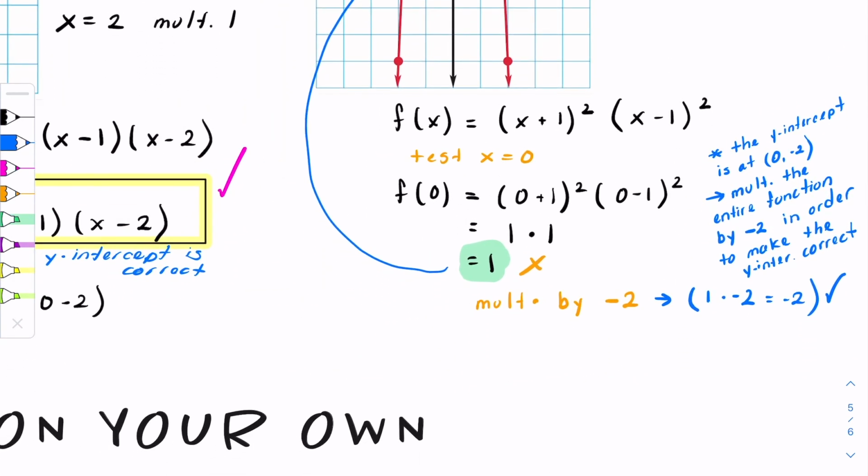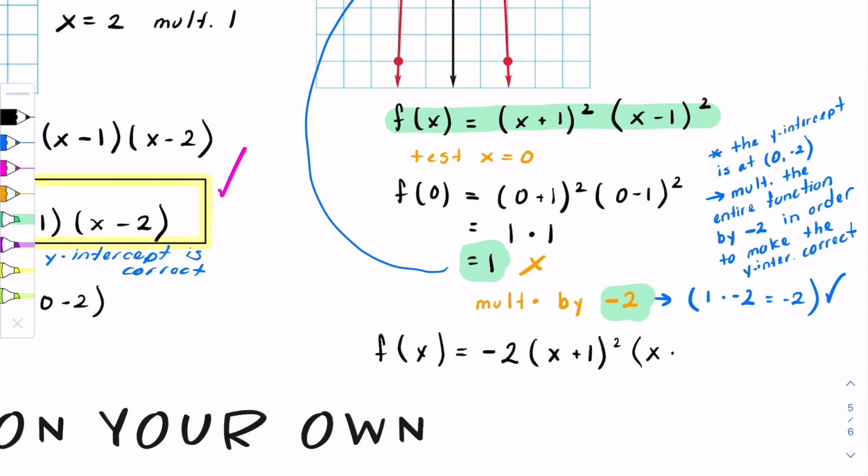So our final function would be this function here multiplied by -2. And we're going to write that as f of x is equal to -2 multiplied by x plus 1 squared multiplied by x minus 1 squared.